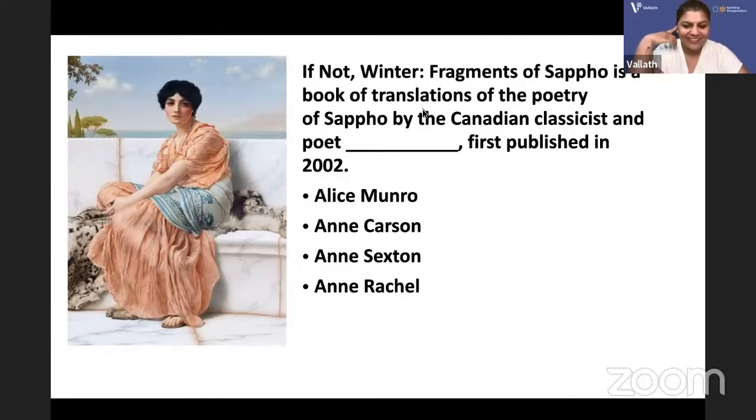I think it's Anne Carson. Really? Yeah, Ankita says it's Anne Carson. That is right. Anne Carson wrote If Not Winter: Fragments of Sappho. Sappho wrote an epithalamium. Sappho wrote about her love. You should read about Sappho's poetry and then read Sappho's poetry. She wrote about her emotions, her feelings, her traumas, like a contemporary woman would write, right?